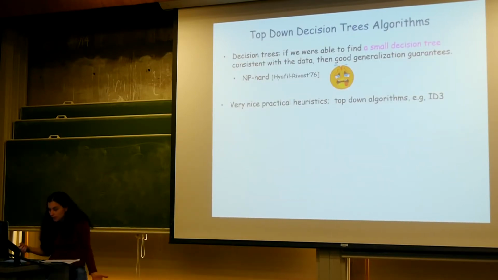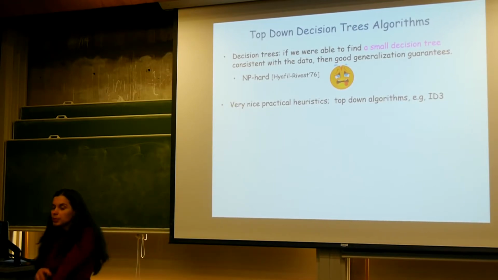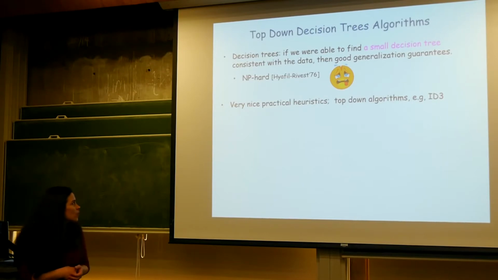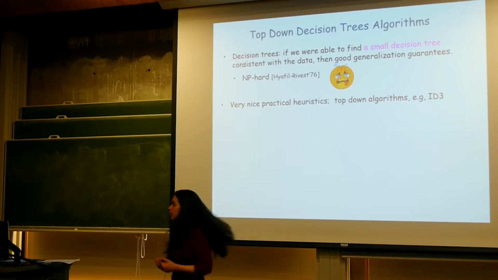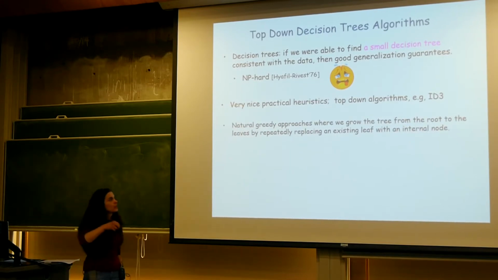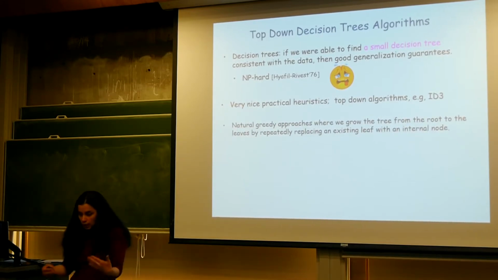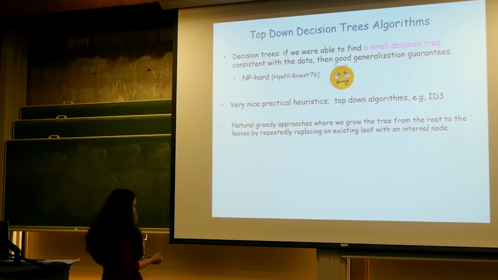Okay, cool. So we cannot solve the immediate optimization problem that we care about, but of course, what we can do next is think about smart heuristics, and this is what people have done. Tom already mentioned one of them. This is ID3. It is a top-down approach for decision tree learning, for finding a decision tree that does well over the data. As Tom mentioned, this is a greedy approach where we grow the tree from the root to the leaves by repeatedly replacing an existing leaf with an internal node. So this is a very natural approach.